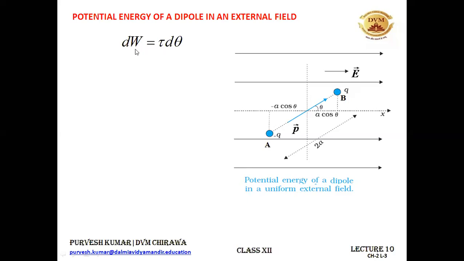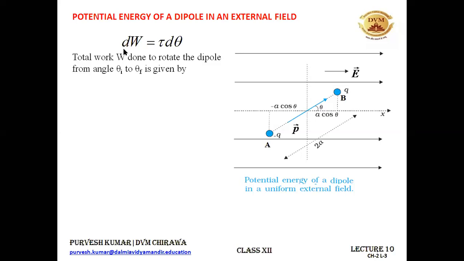And when you need to find the total work done in rotating a dipole from some angle to another angle, what you will be doing? You will be integrating the small work done. The total work done is the integration of the small work done. The total work done to rotate the dipole from angle theta I to theta f is given by the integration of the small work done.